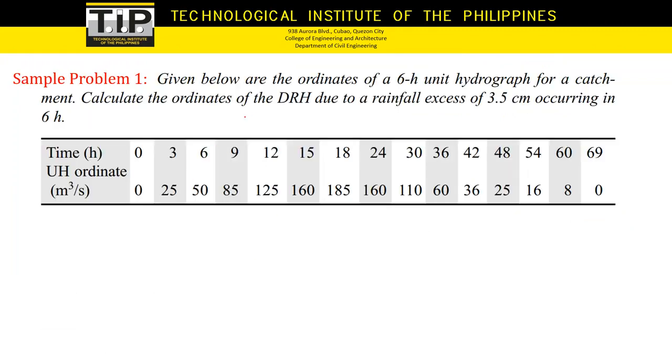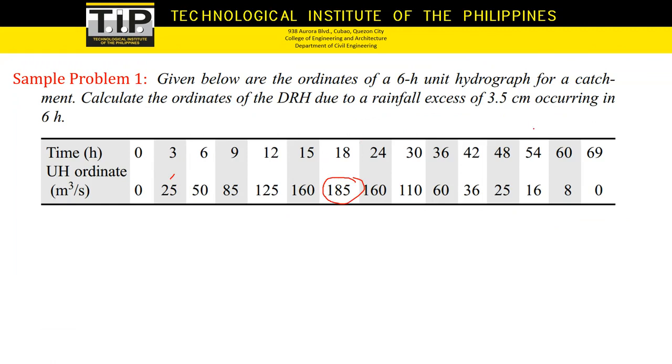Okay, so for instance, binigyan na tayo dito ng ordinates ng unit hydrograph. So, ang ibig sabihin nito, sa 1 mm na hydrograph, ito yung magiging ordinates or magiging values ng discharge. So, at time 0, 0 yung value ng discharge. At 3 hours, it's 25 cubic meter per second and so on. So, nag-peak siya dito after 18 hours.